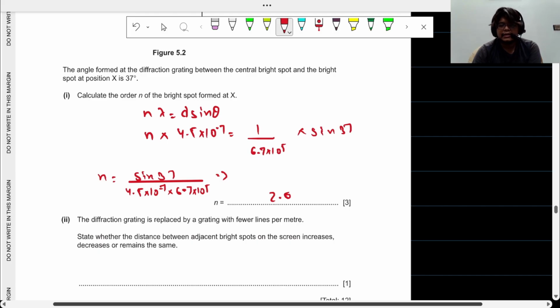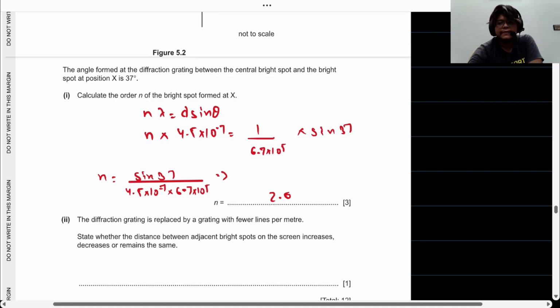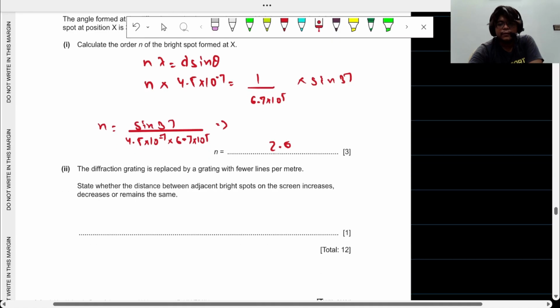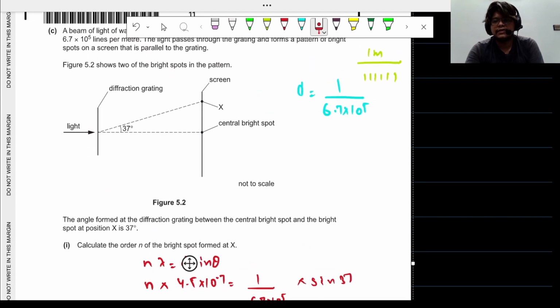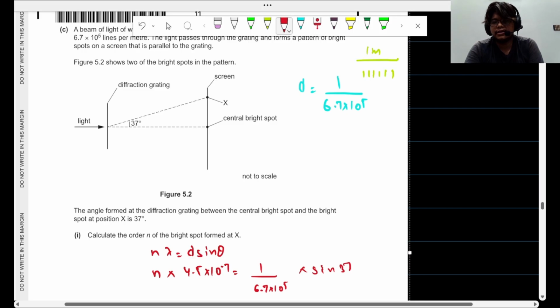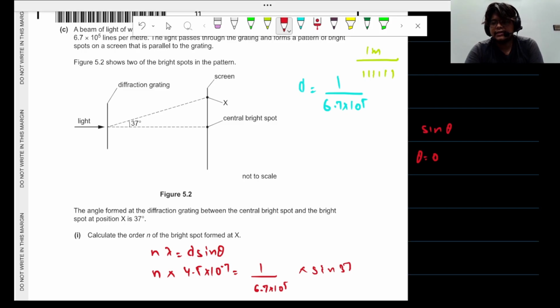And then it says the diffraction grating is replaced by a grating with fewer lines per meter. State whether the distance between adjacent bright spots on the screen increases, decreases, or remains the same. So by distance, it means this distance. If your distance is increasing, your angle is also increasing. So we are talking about the sine theta here. Because this is sine theta, we know that at theta equals 0, sine theta is also 0.